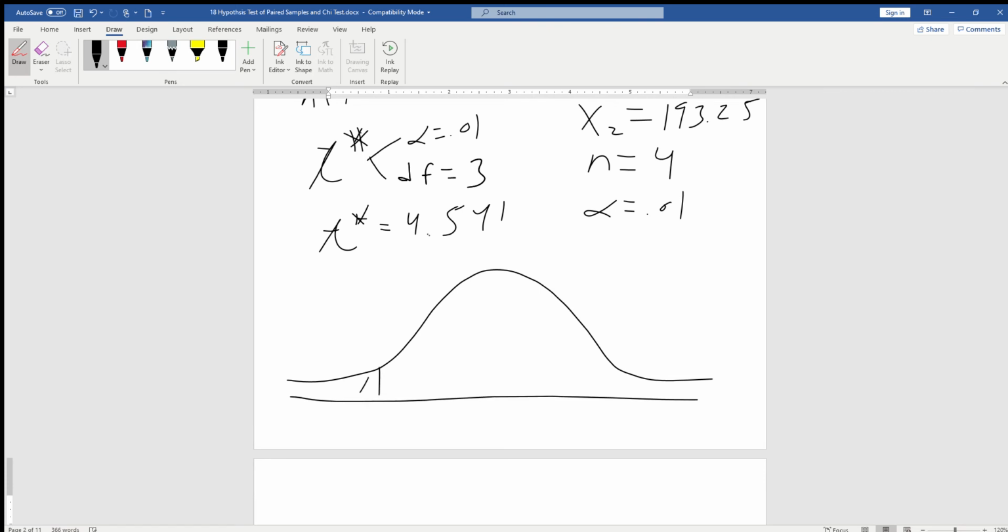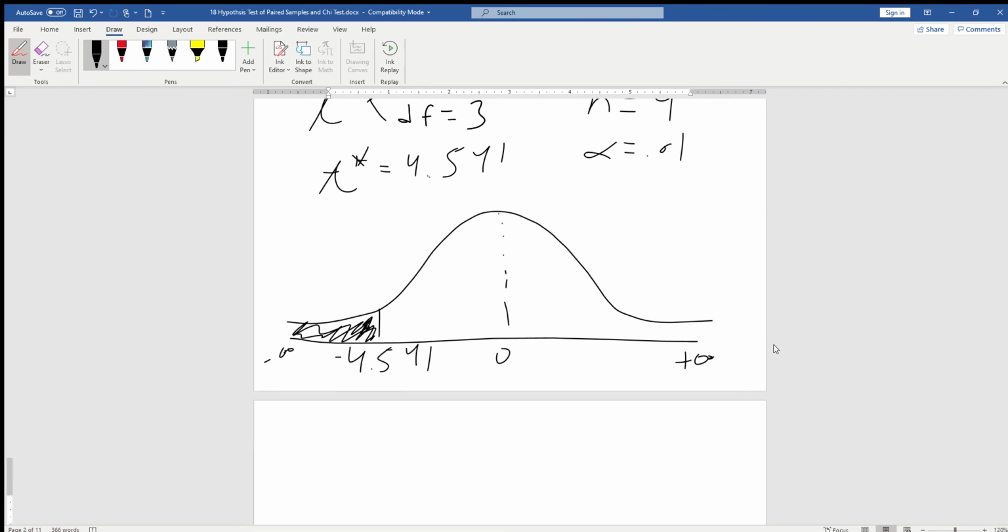Now we have a left tail test. So we have negative 4.541. And remember, the range of values is negative infinity to positive infinity. And then 0 is going to bisect the distribution. Now we can finally go through and compute what the test value is.